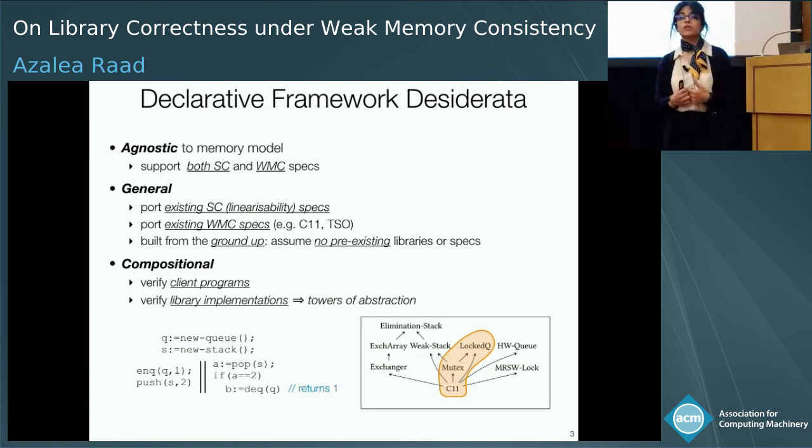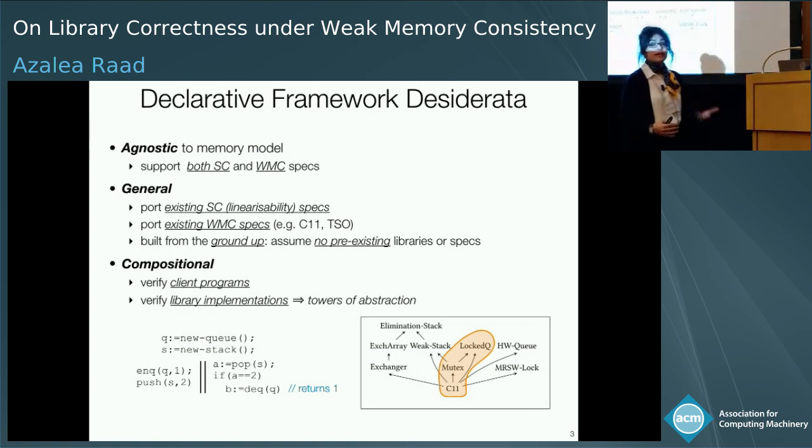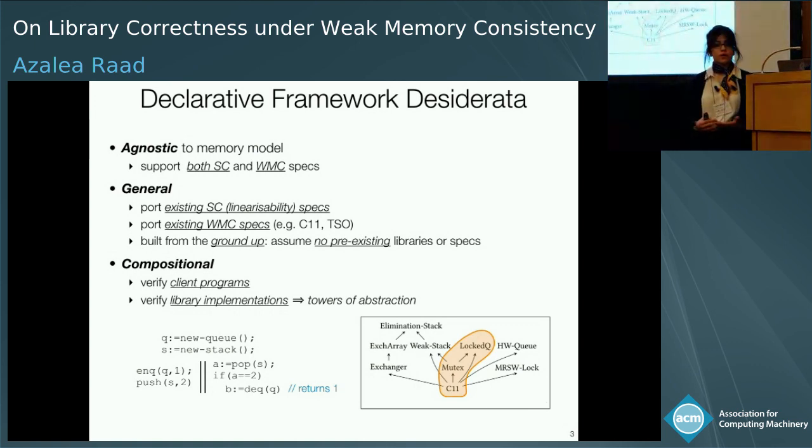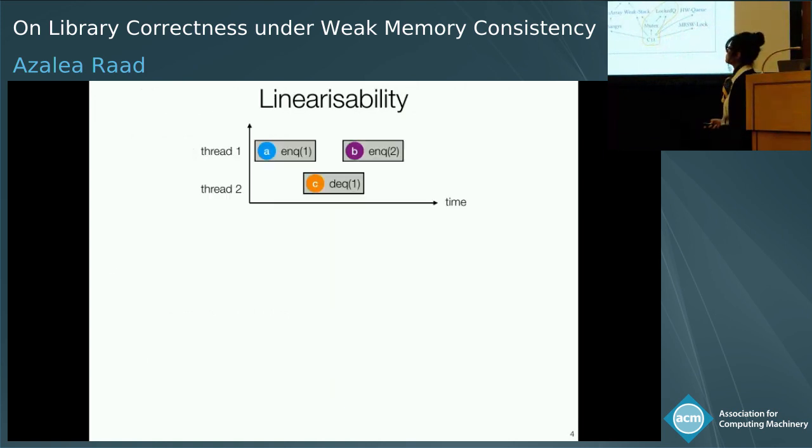Now, you might think that, okay, these are all very nice properties to have. Sure, I'm on board. But rather than inventing a framework from scratch, why don't you take an existing approach such as linearizability, which is very well known, and adapt that to have all these properties? To answer that question, I'm going to give you a very quick introduction and reminder of what linearizability is, and hopefully convince you that that's not the way to go.